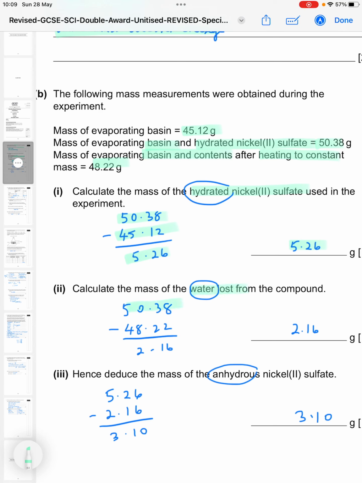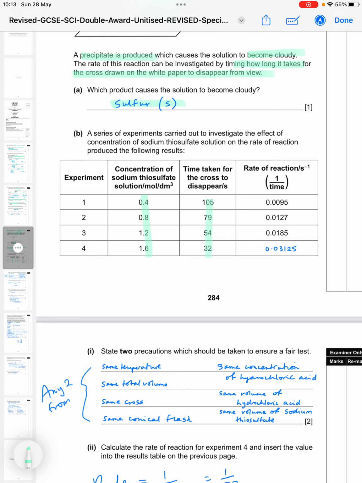Then we've got a series of experiments carried out to investigate the effect of concentration on the rate of reaction, which produced these results. So we've got different concentrations of the thiosulfate, the times taken for the cross to disappear, and then the rate of reaction, which is calculated as 1 over time. And there's a gap here. You'll see I filled it in. We'll come back to that in a minute.